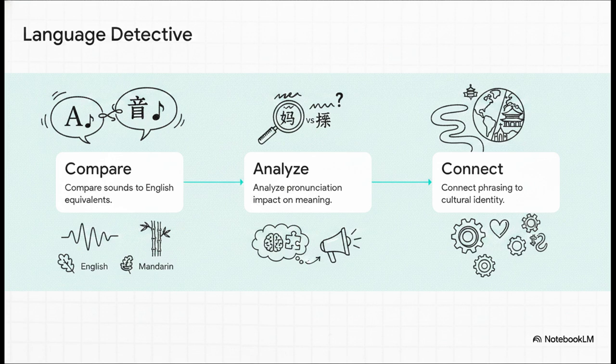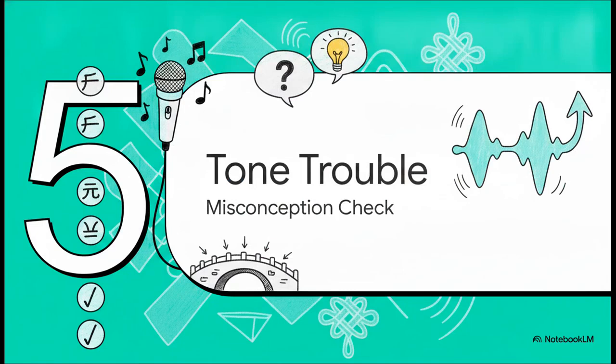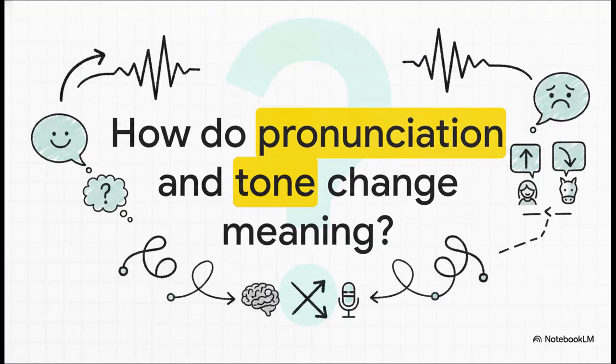No accidents here. Moving to Section 5, Misconception Check on Tone Trouble. What happens when things actually go wrong? This is the ultimate trap for native English speakers, and honestly, it's the essential question of our first unit. How do pronunciation and tone change meaning in Mandarin compared to English?